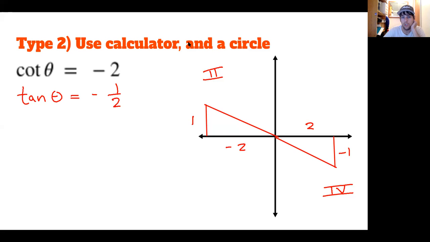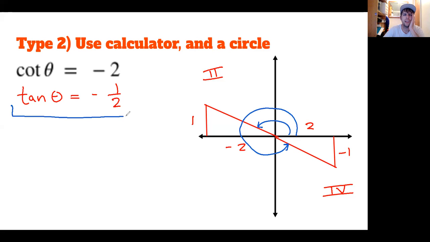Well, our two solutions, again, we're going to have two solutions here. One of them is going to be this angle right here, and the other one's going to be this angle right here. We need to find those two angles for our solutions. Those are going to be the angles that are between 0 and 2 pi.